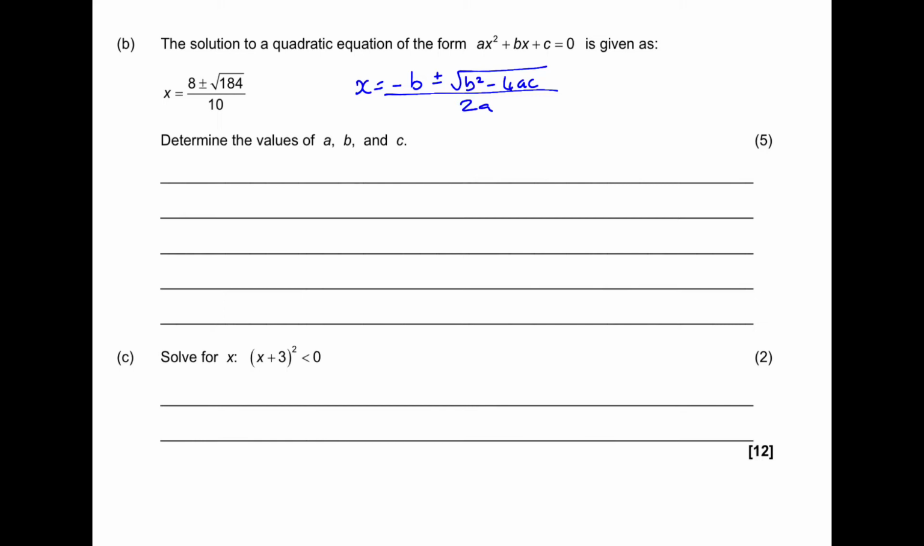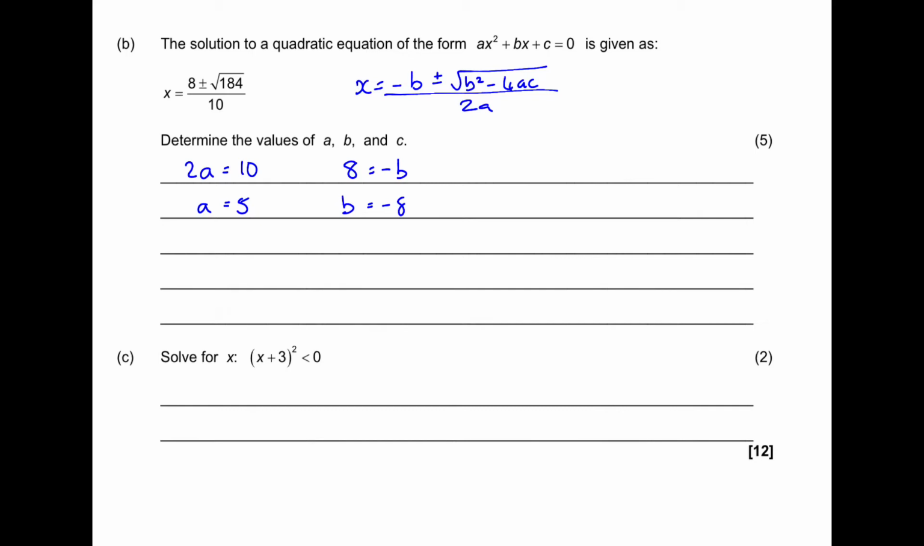So in questions like this, your starting point is to realize that you can match up your denominator 10 to 2a. Remember, we're finding a, b, and c. You can match up your denominator 10 to 2a, and you can match up 8 to negative b. So it doesn't matter which of those you do first. I'm just going to do a first because it's alphabetic order. That means that 2a equals 10, so therefore a must equal 5. All right? And then if 8 equals negative b, then b equals negative 8.